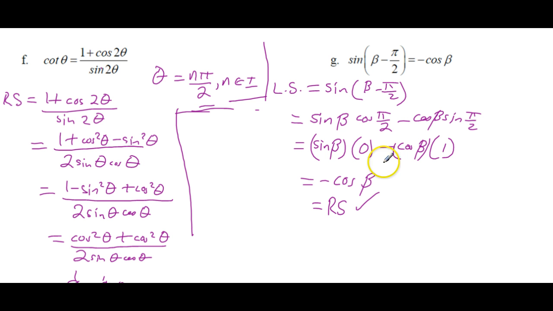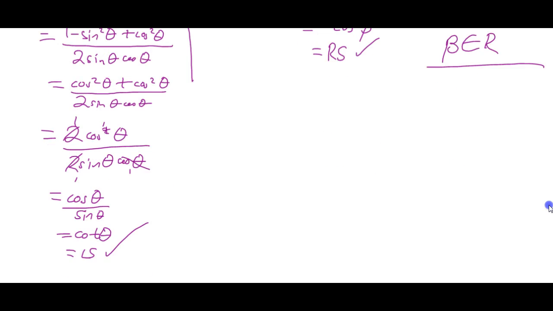Check it off. And you know what? There are no restrictions because there are no denominators. So beta belongs to the reals.